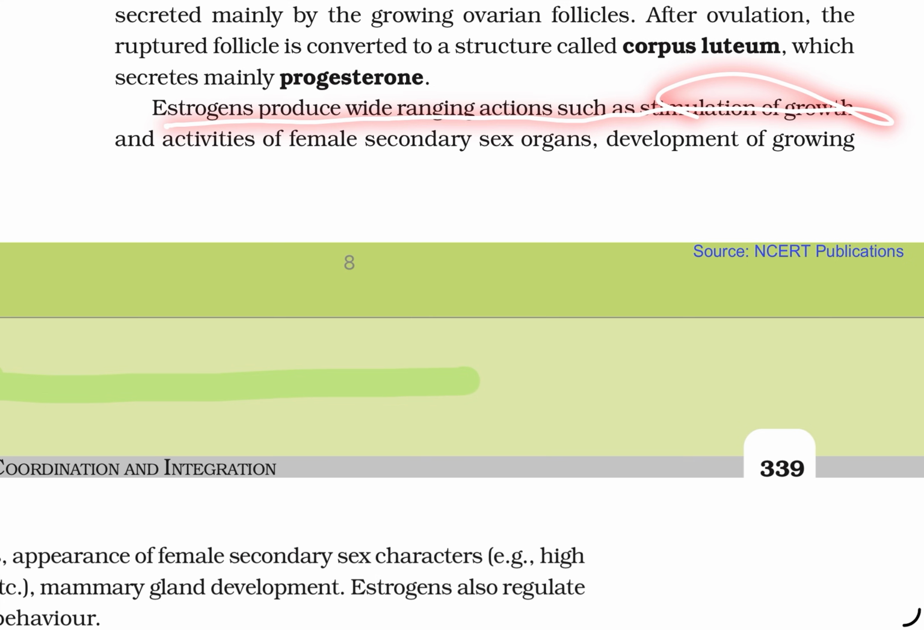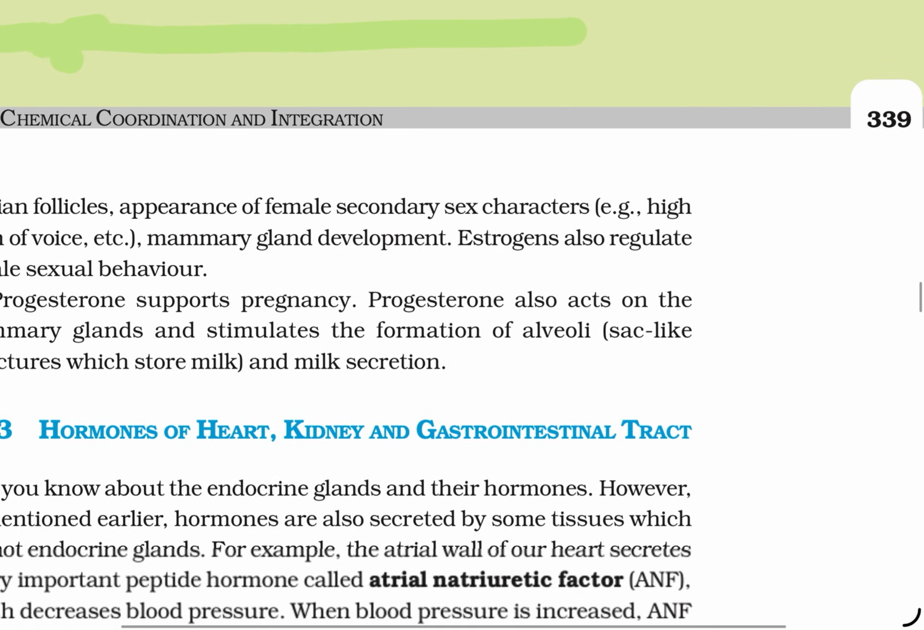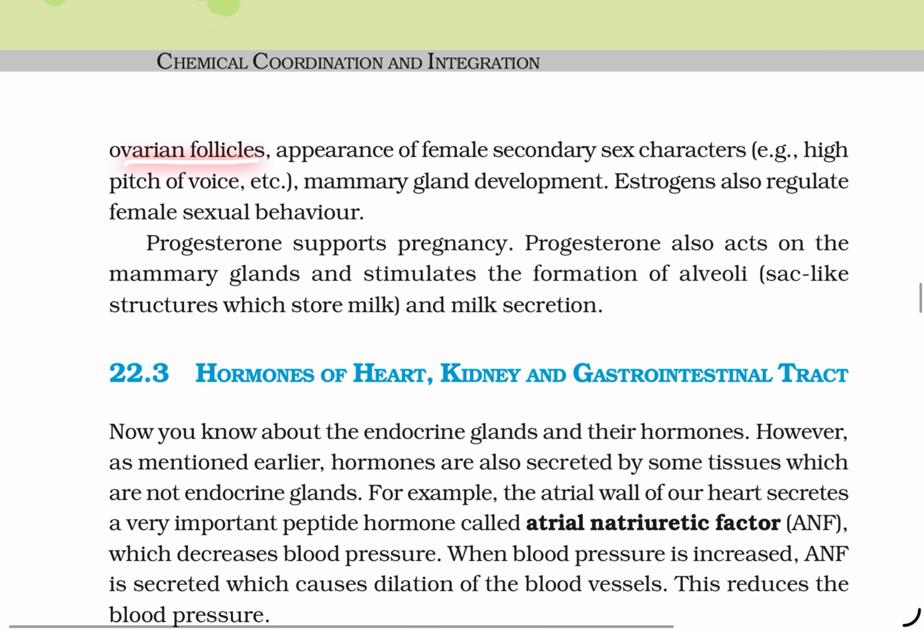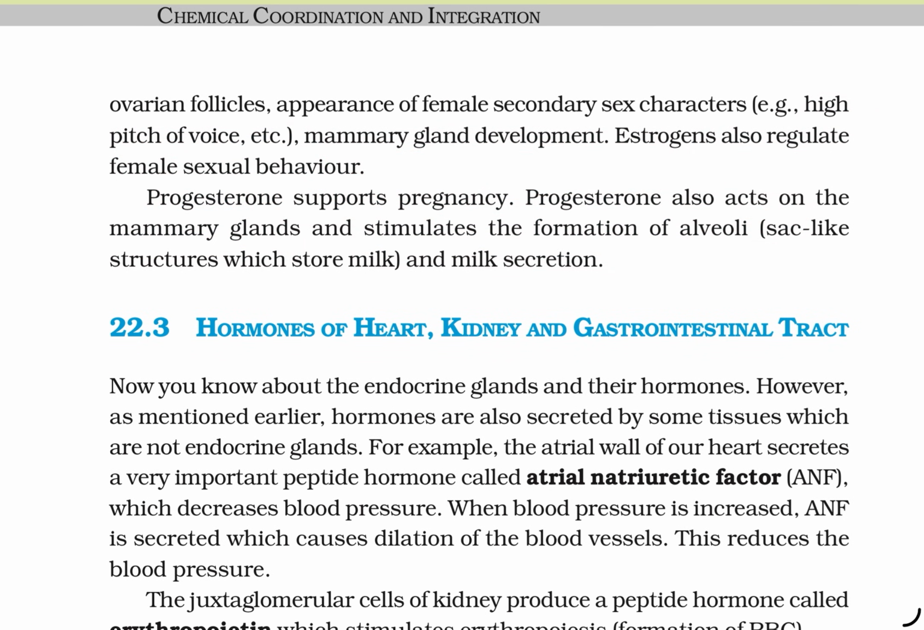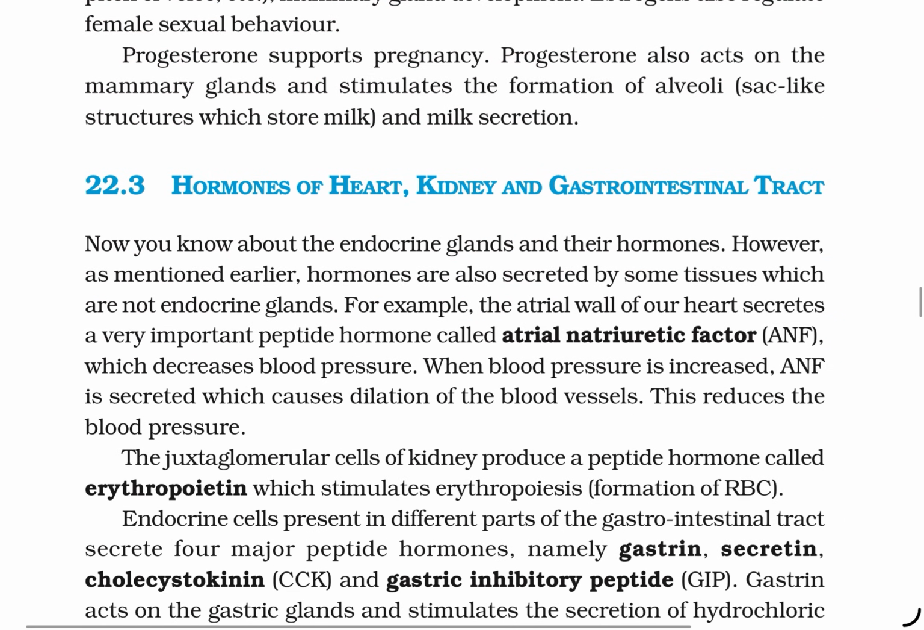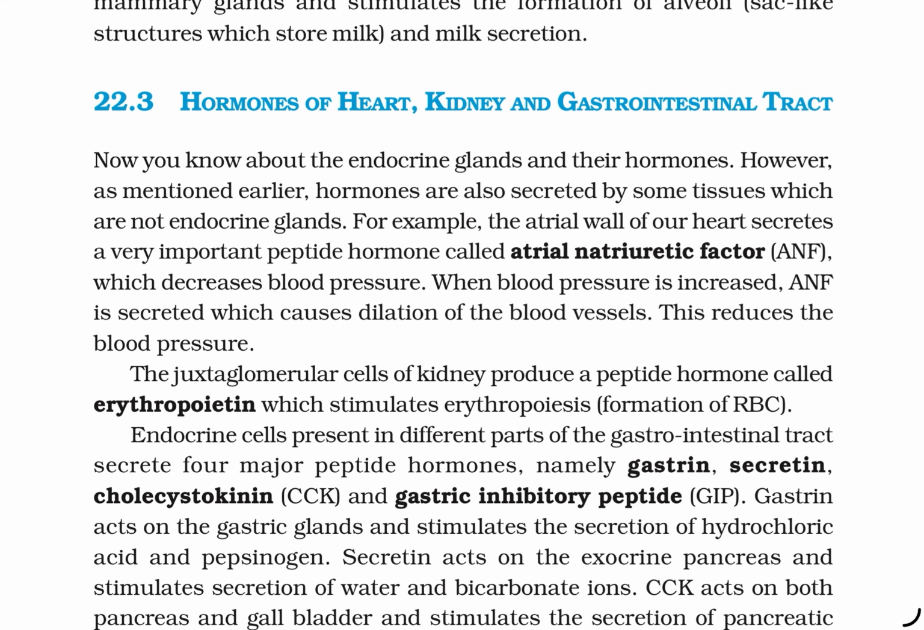Estrogen produces a wide range of actions such as stimulation of growth and activity of the female secondary sex organs and development of the ovarian follicle, and the appearance of female secondary sex characters, that is, high pitch of voice. The mammary glands develop. Estrogen regulates female sexual behavior. Progesterone supports pregnancy. Progesterone acts on the mammary glands and stimulates the formation of alveoli, sac-like structures which store milk, and milk secretion.